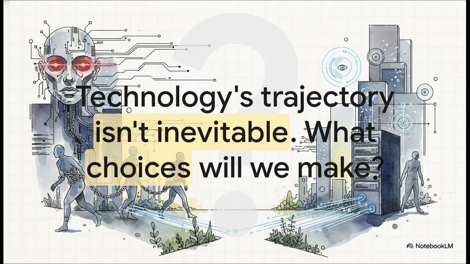And that really leaves us with one final, and I think crucial question. The direction technology takes isn't set in stone. It's not inevitable. It's built by us, and it can be shaped by us. So the real question for all of us is, what choices are we going to make to ensure it bends toward freedom and not toward control?